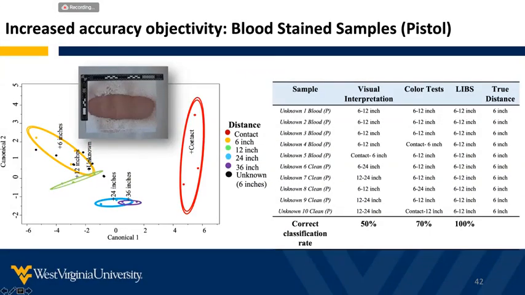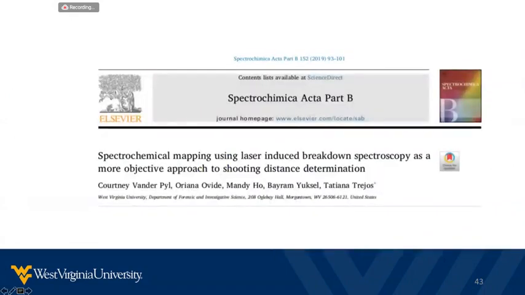Similar results were observed for blood stain samples, where a significant improvement was observed when using LIBS as compared to color testing. So we improved from visual examination 50% to color tests 70% to the use of LIBS for 100% correct identification of the distance. We published this research recently in Spectrochimica Acta B, and a second publication is coming up soon.